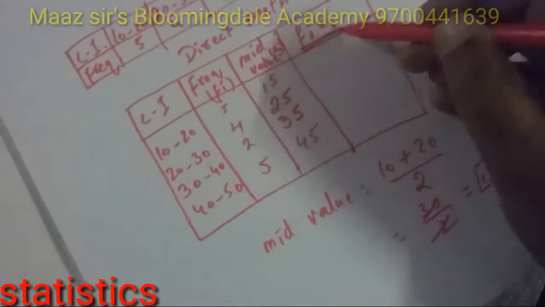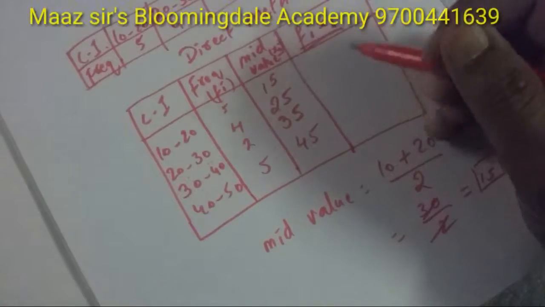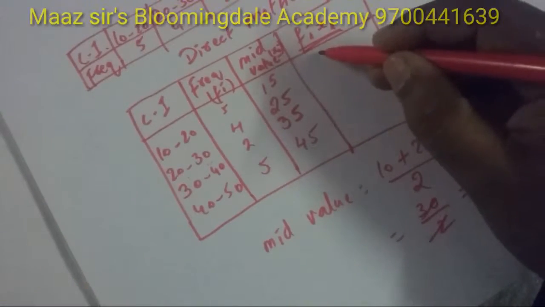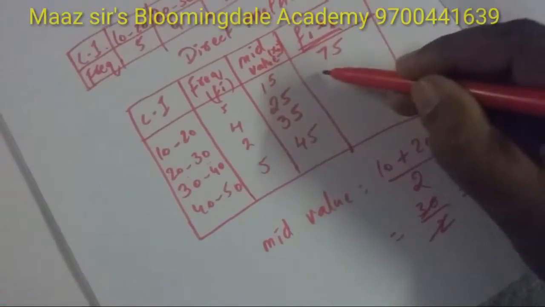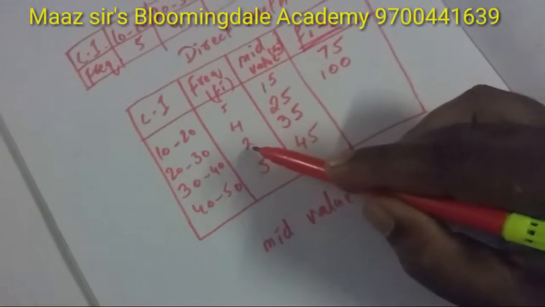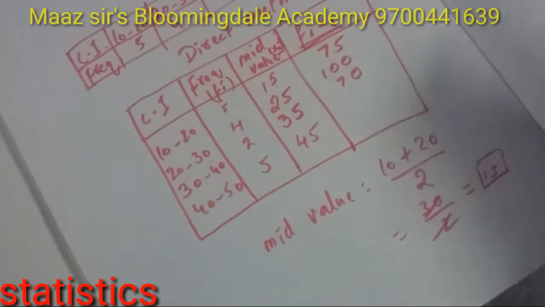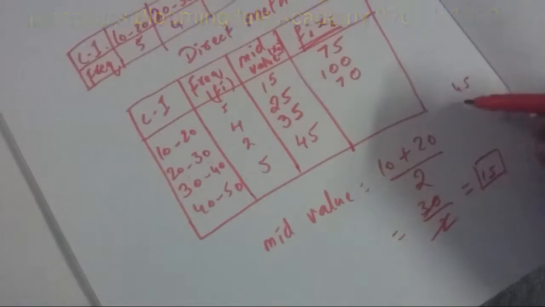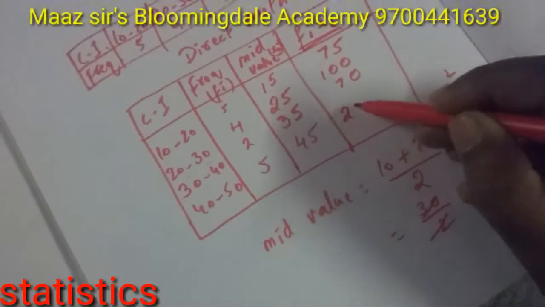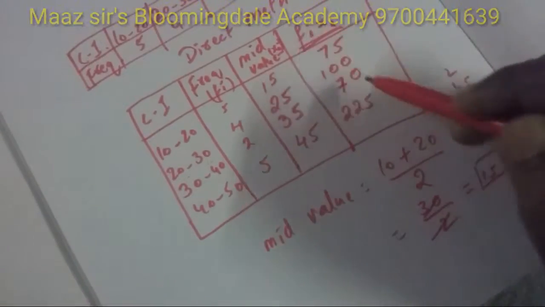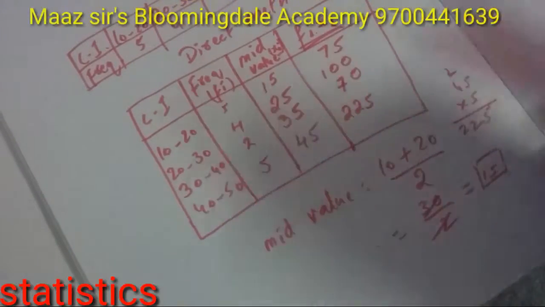Now you have to find out Fi Xi. So 5 into 15, how much you will be getting? 75. Similarly 4 into 25, 100. Similarly 2 into 35, 70. Similarly 45 into 5, how much you will be getting? 225. So these are the values of Fi Xi, and these are the values of frequency.